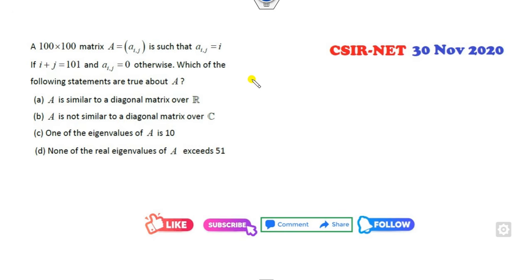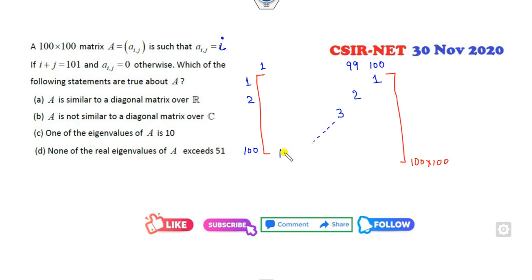Okay, A is my 100 cross 100 matrix. It's a very big number. Such that A_ij is 1 if i plus j is 101. So if I consider this number, it will be (i, 1). If I consider 2, then it will be 99 in i. That means this is the pattern. Rest values are my 0.